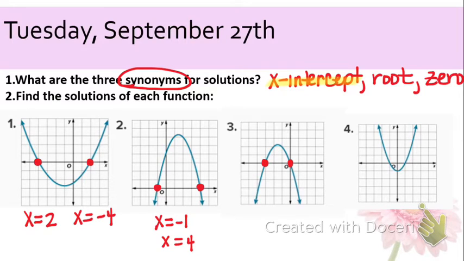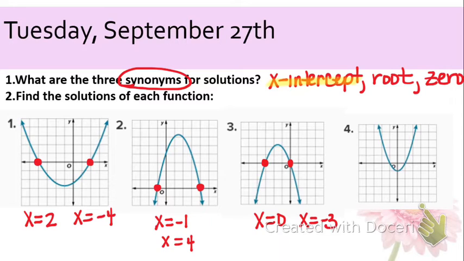Kelly, what would you say your solutions are for number 3? X equals 0, x equals -3. Who had that? I switched them up. That's okay. So you put the -3 first and then a 0. The order that you write the answers doesn't matter, as long as you have the right 2 numbers.